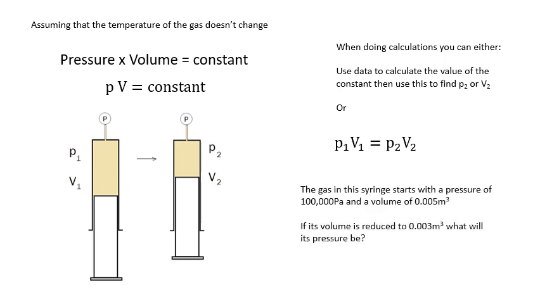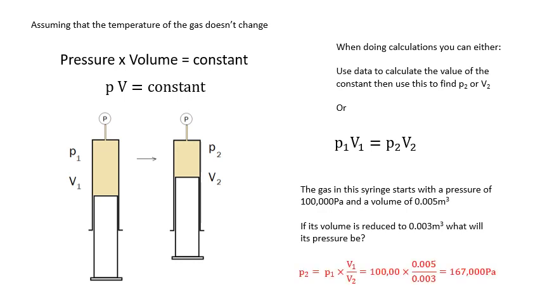Here's an example. Now, you can have a go at this. The gas in this syringe starts with a pressure of 100,000 Pascal, which is about 1 atmosphere, and a volume of 0.005 meters cubed. And I know that's 5 liters, so it's quite a big syringe. Now, if its volume is reduced to 0.003 meters cubed, what will the pressure be? Have a go yourself. I'll show you the answer in 3, 2, 1.